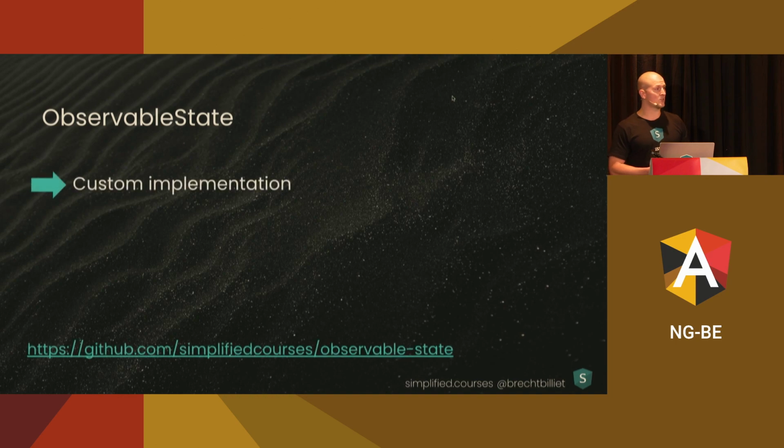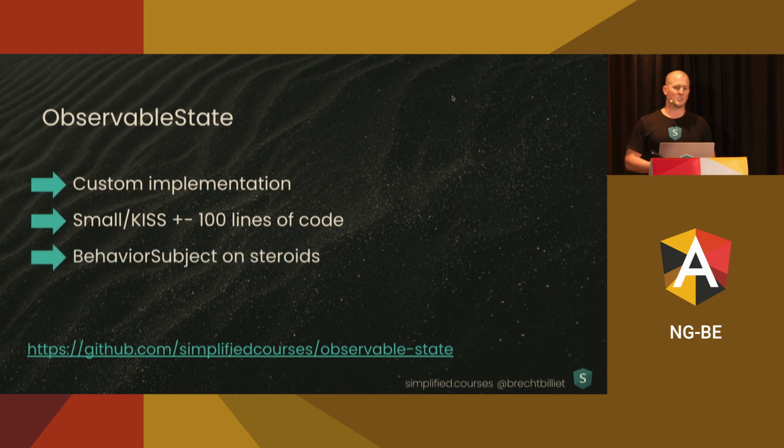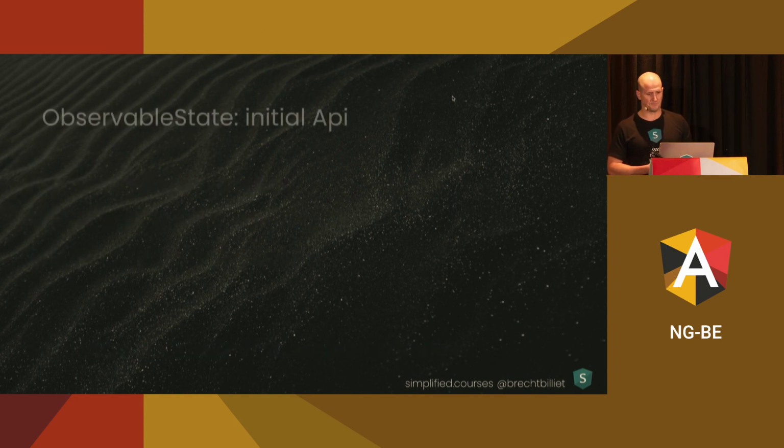So observable state is also a custom implementation. And it's only 100 lines of code. It's very small, it's very simple, and it's just a behavior subject on steroids. So we always have a snapshot available if we want to, but we can also create an observable from it. I definitely would like you to check this source code because it's super simple.